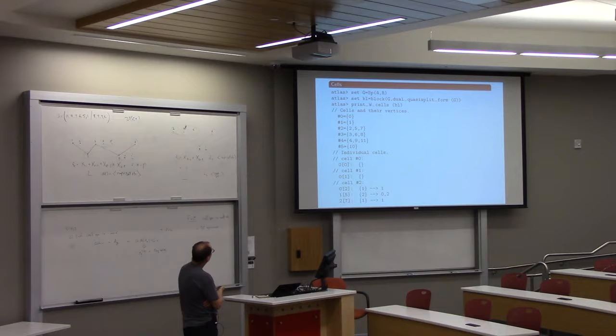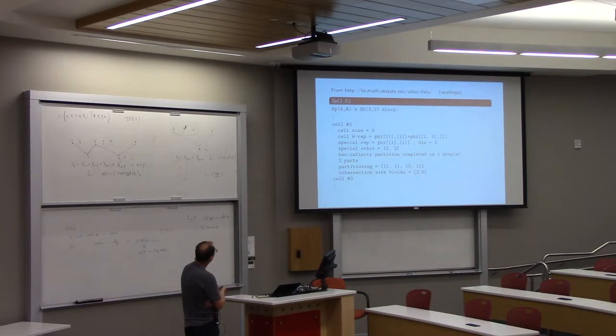Okay, and then on Burns' webpage, he also has something called W-cell reps. I don't think that's an actual Atlas command. But he lists all the cells and information: cell size, the W representation, special representations, dimension, and the orbit in partition form. And for the exceptional groups, he has some way of listing, I think exactly as in Carter. So you can look all that stuff up.